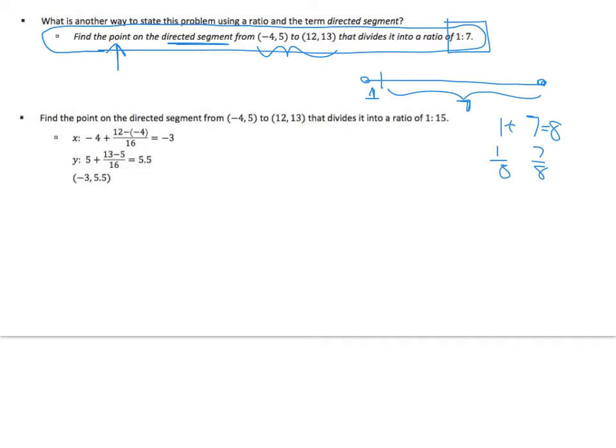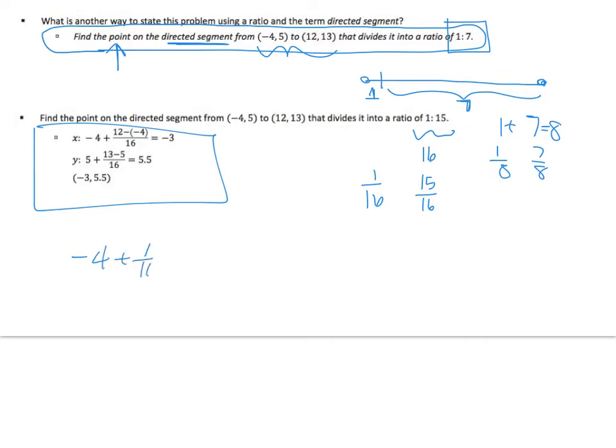Find the point on the directed segment that divides it into a ratio of 1 to 15, which is 16ths. So 1/16 and 15/16. And that's why you see here in the answer that I just copied, -4 plus, I've been writing it like this, 12 minus -4. And then the y value would be 5, 1/16, 13 minus 5. Cool? All right, that's sort of fun.